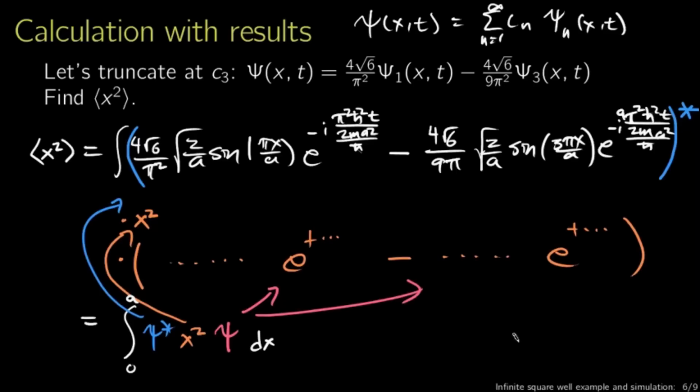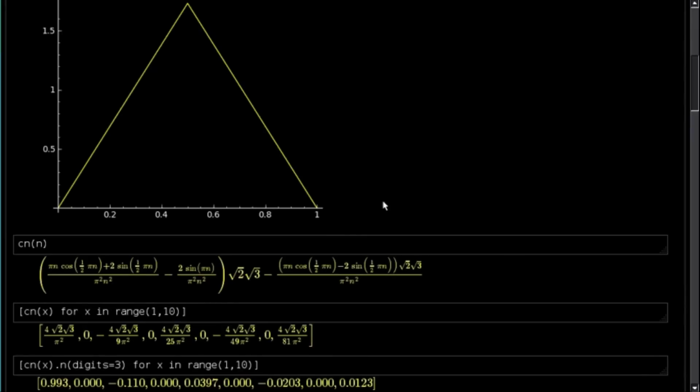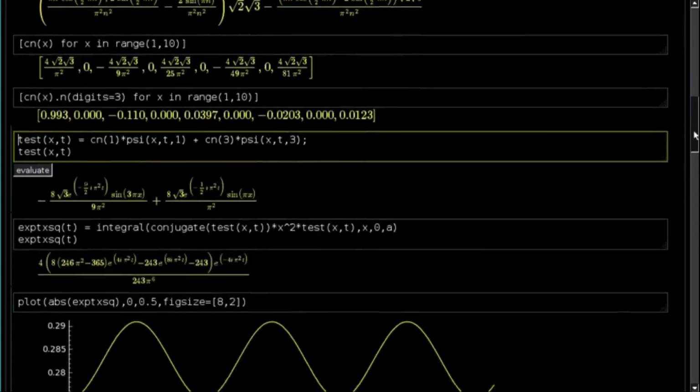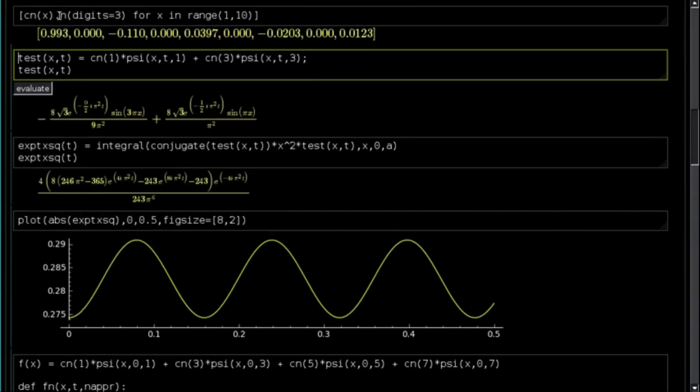Messy, but doable. Now, since I was working with Sage anyway, I thought, let's see how the time dependence in this expression plays out in Sage. So, going back to Sage, we know these C sub n's, these are the C sub n's that I chose for C sub 1 and C sub 3. And C sub n evaluated gave me these numbers in decimal form.